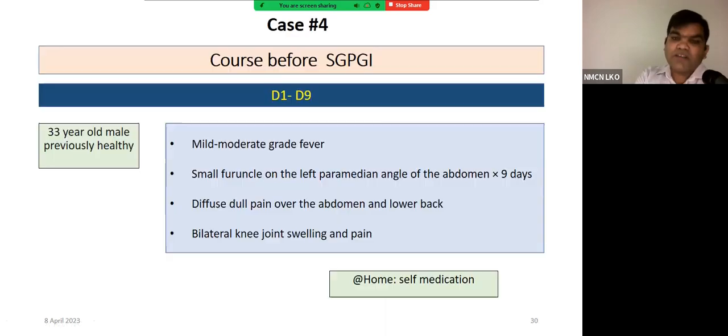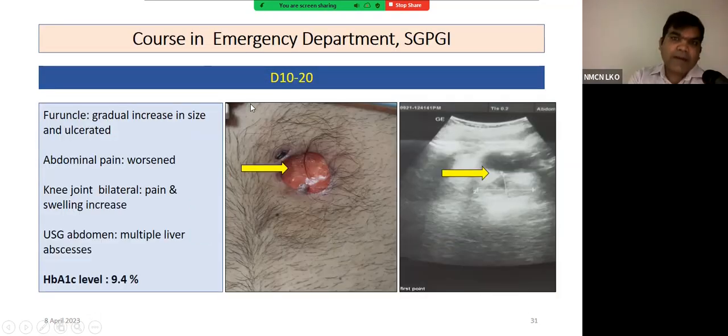Coming to case number 4, he was a 33-year-old male, previously healthy, who had a mild to moderate grade fever, a small furuncle on the left paramedian angle of the abdomen for 9 days, diffuse dull pain over the abdomen and lower back, and bilateral knee joint swelling and pain. He was at home, and on day 10, he presented to the emergency department in view of a gradual increase in the size and laceration of the furuncle, worsened abdominal pain, and increased bilateral knee joint pain and swelling.